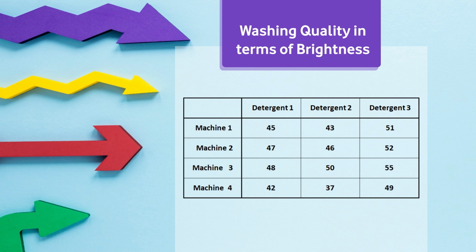Now there are 12 trials, 12 combinations of machine and detergent, and they are tried randomly. After the trials are done, the data is compiled in the form of a table, and these are the values you have as the brightness. So we are now going to compare the detergents. The main interest lies in comparing the detergents, but we have to take care of the effect of the machines also, and eliminate the effect of the machine.